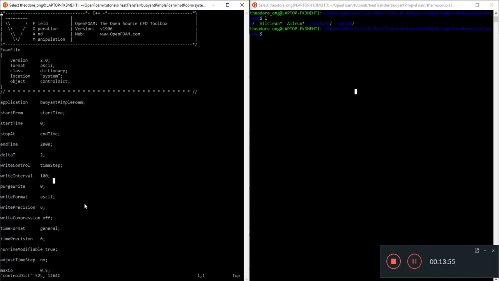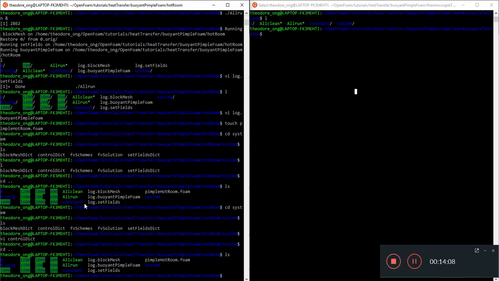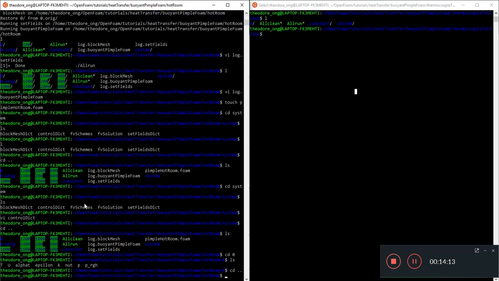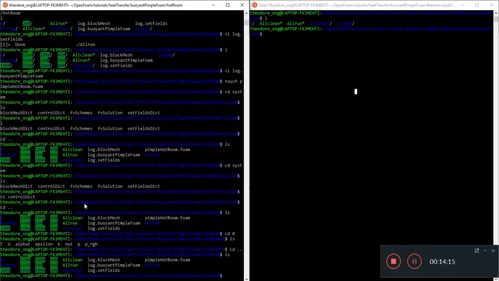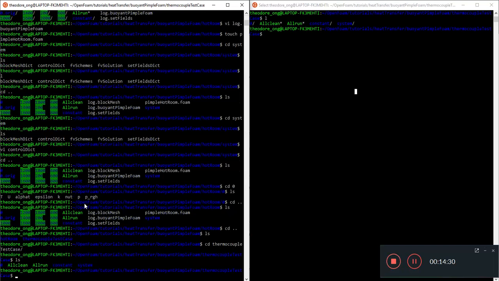The PIMPLE algorithm does give you that advantage of being able to run things faster. So that's part one of buoyantPimpleFoam. It's not too much of an evolution, not too much of a gap in the input files we need to take note of as compared to buoyantSimpleFoam. So in terms of learning, that's about it. We can look at the other case, because this one doesn't actually have radiation, it's just convection. We can look at the thermocouple test case to see what's going on.